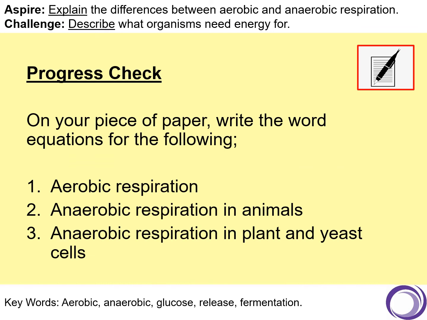So a quick progress check now, guys, please. On your piece of paper, I would like you to write the word equations for the following. If you can, for aerobic respiration, please also write the balanced symbol equation. So I would like it for aerobic respiration, anaerobic respiration in animals, and anaerobic respiration in plant and yeast cells. So I'm going to give you 3 minutes to do this. Off you go.